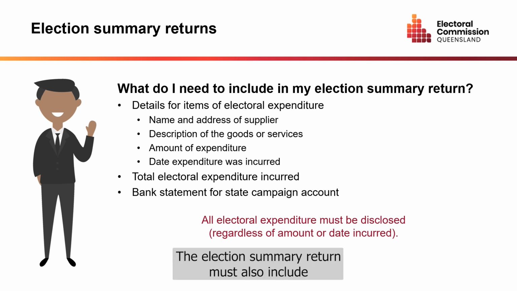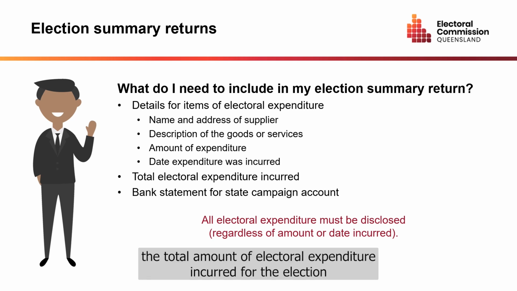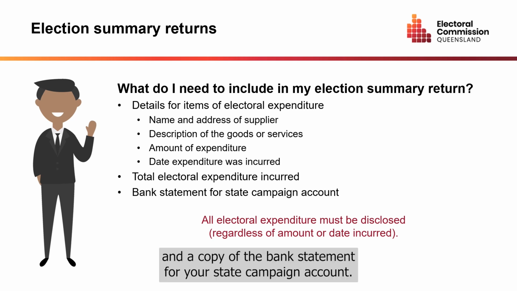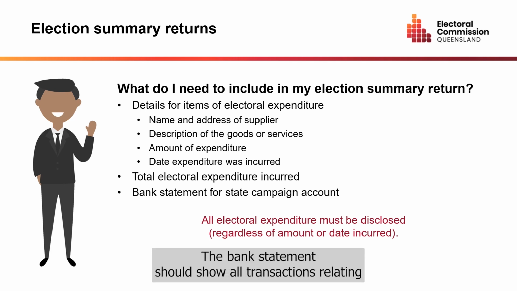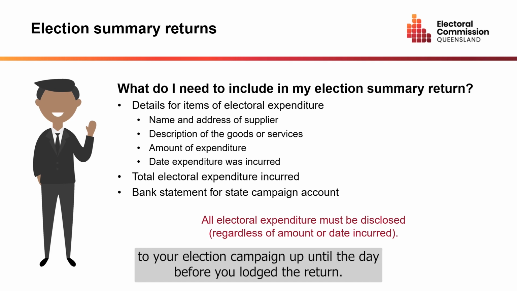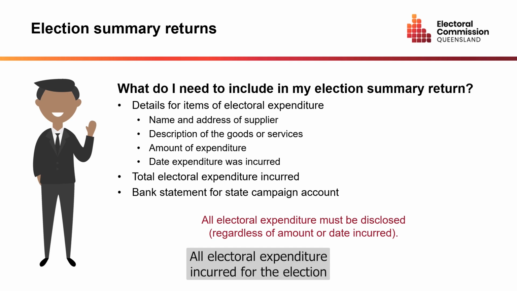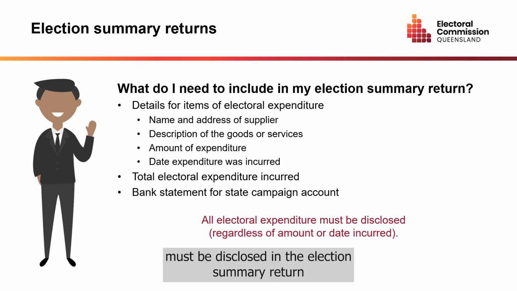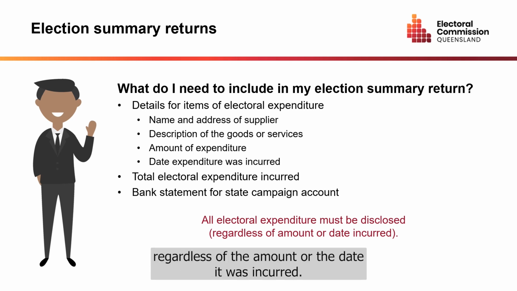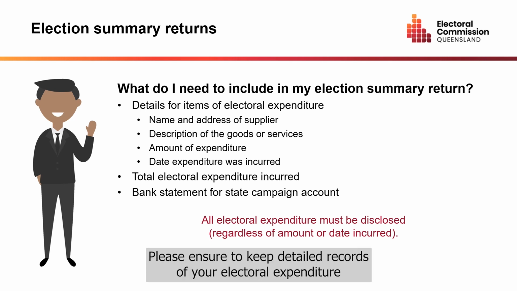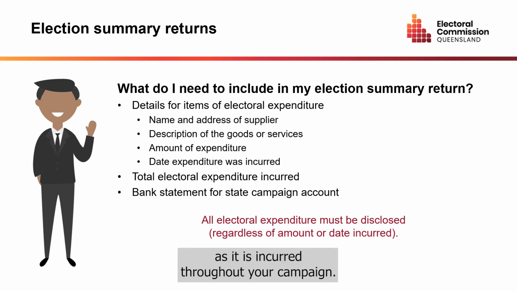The election summary return must also include the total amount of electoral expenditure incurred for the election and a copy of the bank statement for your state campaign account. The bank statement should show all transactions relating to your election campaign up until the day before you lodged the return. All electoral expenditure incurred for the election must be disclosed in the election summary return, regardless of the amount or the date it was incurred. Please ensure to keep detailed records of your electoral expenditure as it is incurred throughout your campaign. This will make it easier for you to complete and lodge your election summary return after the election.